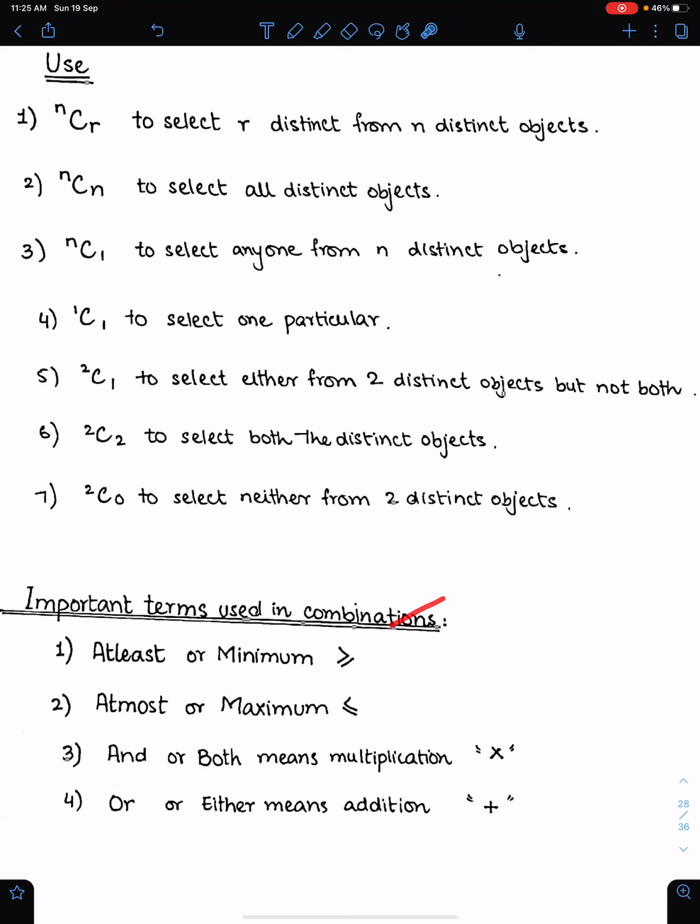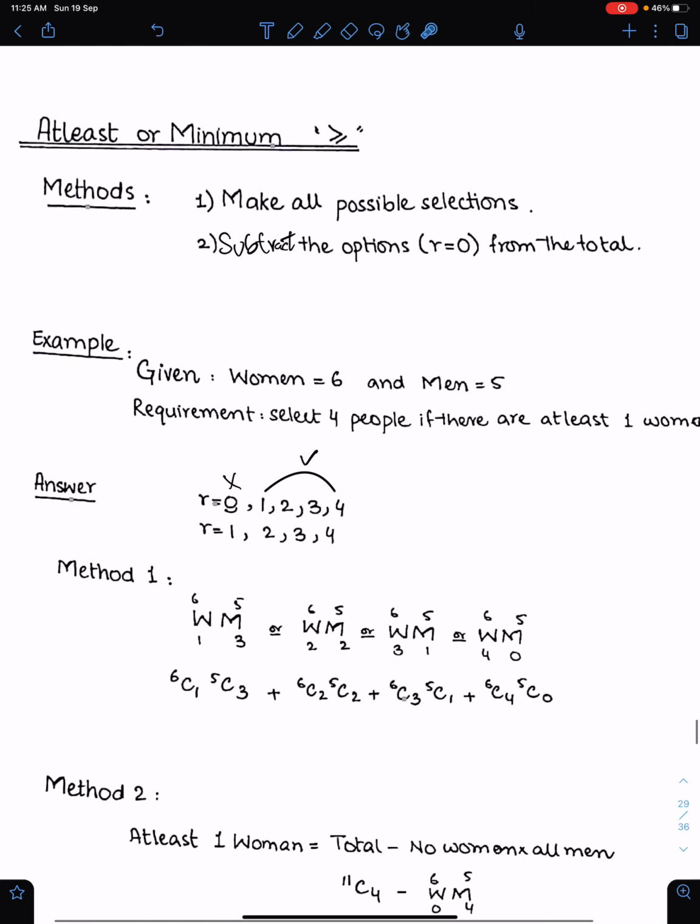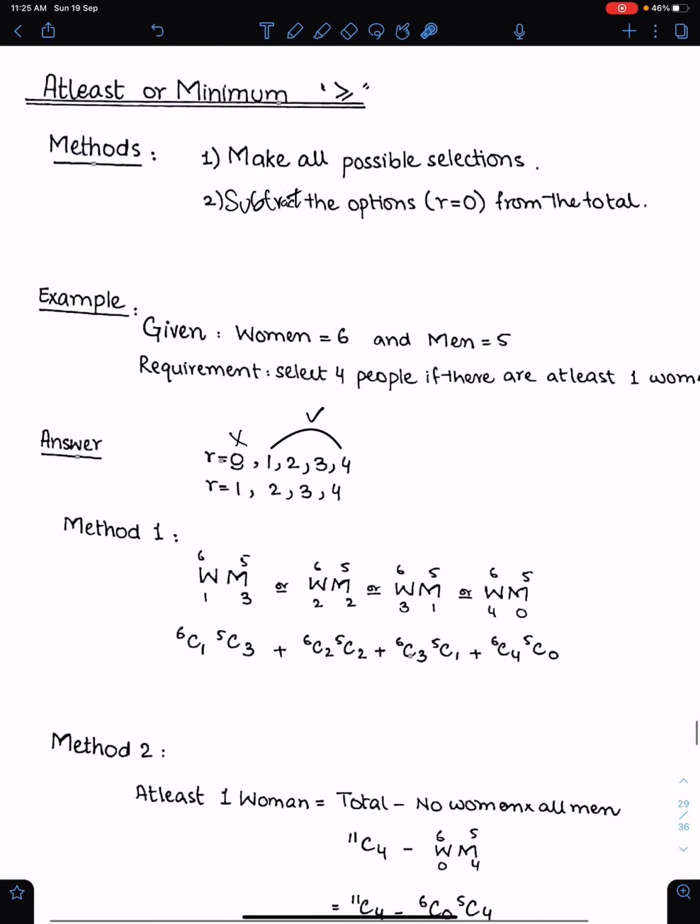Important terms used in combinations: at least or minimum, they both mean greater equal. At most or maximum, they both mean lesser equal. The word and or the word both means multiplication. The word or and the word either means addition. At least or minimum.